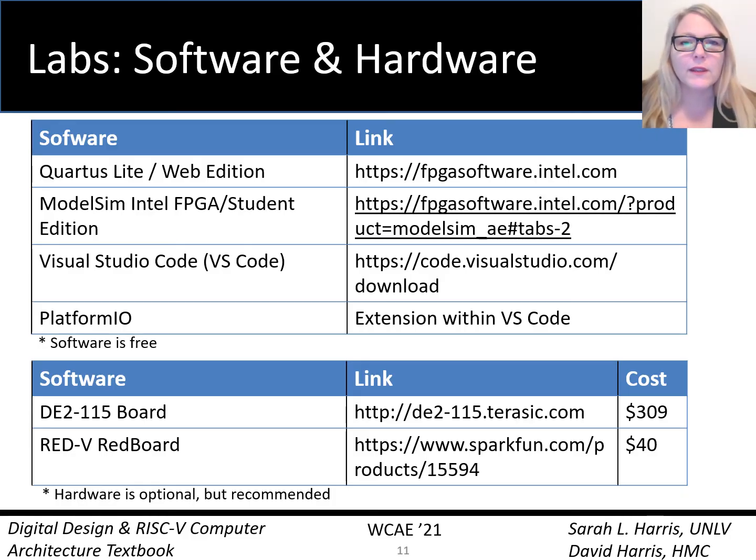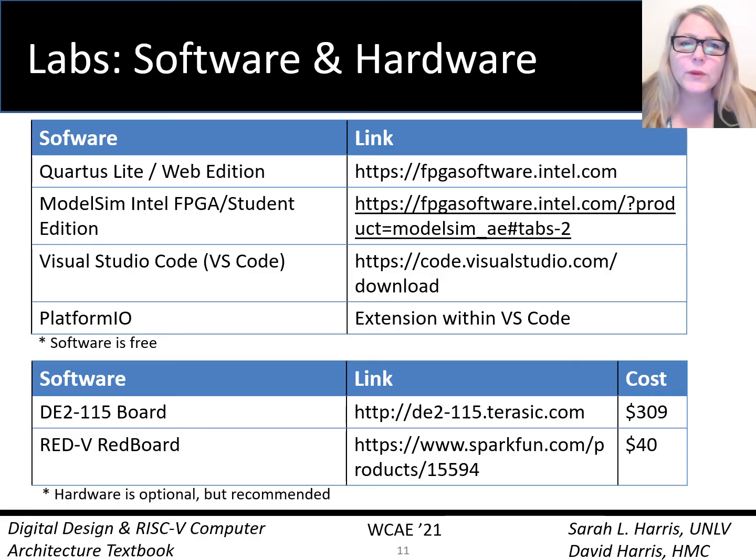And so we use the Quartus software from Intel, and ModelSim for simulation, Quartus for targeting the field programmable gate array, the FPGA, and then for C code, we use Visual Studio Code, VS Code, and PlatformIO. And the FPGA board we use is the DE2-115 board. It costs about $300 for academics, and for the C code for microcontroller labs, we use the Red-V board, which costs $39.95, about $40.